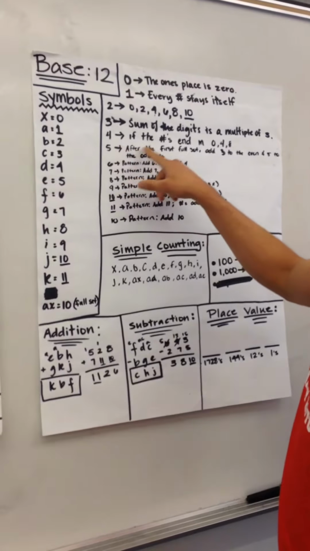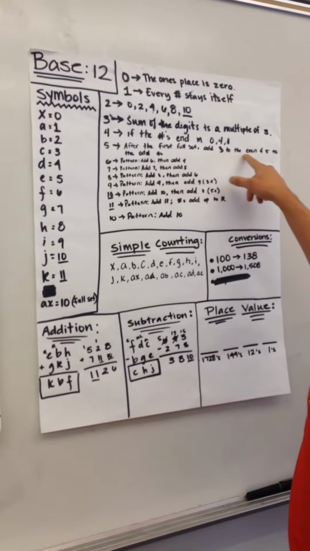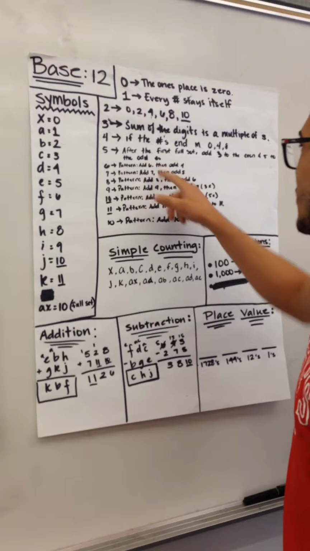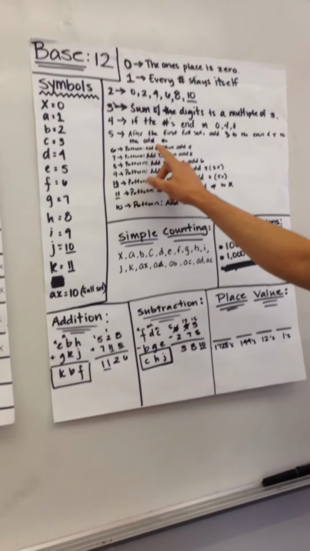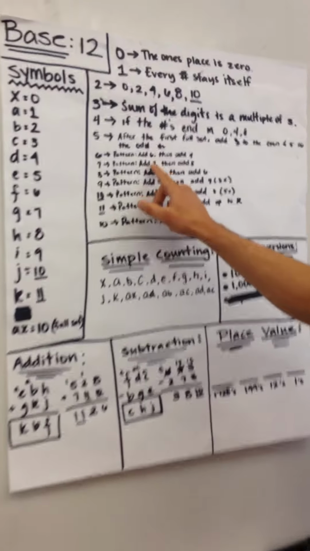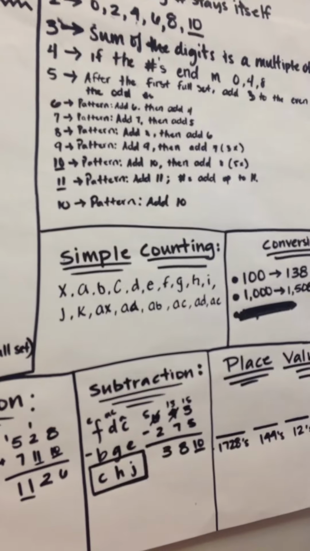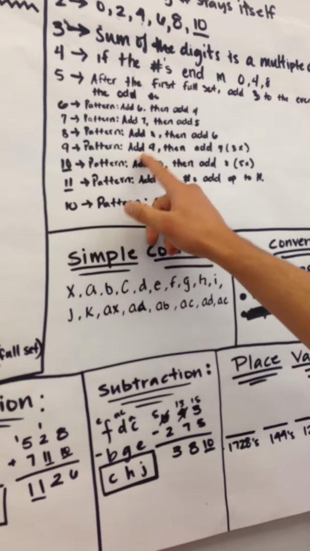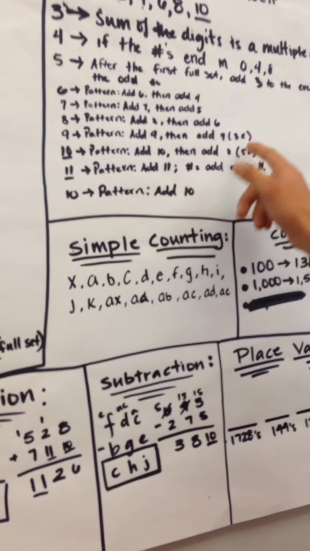For 5, after the first full set, add 3 to the even numbers and add 5 to the odd numbers. For 6, the pattern has to be add 6, then add 4. The pattern for 7 is add 7, then add 5. For 8, add 8, and then add 6. The pattern for 9 is add 9, then add 7.